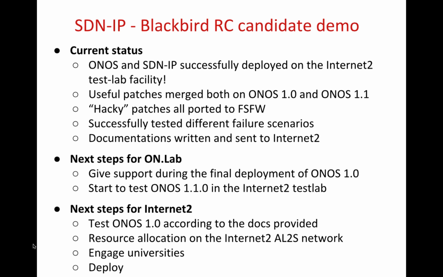So the good news is that currently we can work with the flow space firewall with a clean version of ONOS 1.0.0 without any additional patch. Another important thing that we did was to create complete documentation for Internet2 in order for them to be as autonomous as possible and install and deploy ONOS on the real testbed.